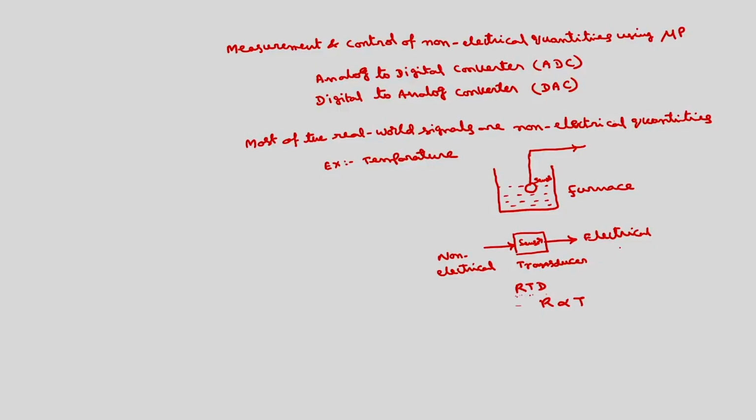We can use some bridge. After that we will get some electrical quantity. Still this electrical quantity is analog. Another thing is here: most of these things are non-electrical quantities. We can convert the non-electrical into electrical using a transducer. Again this electrical quantity is analog in nature, or you can call it continuous time signals.